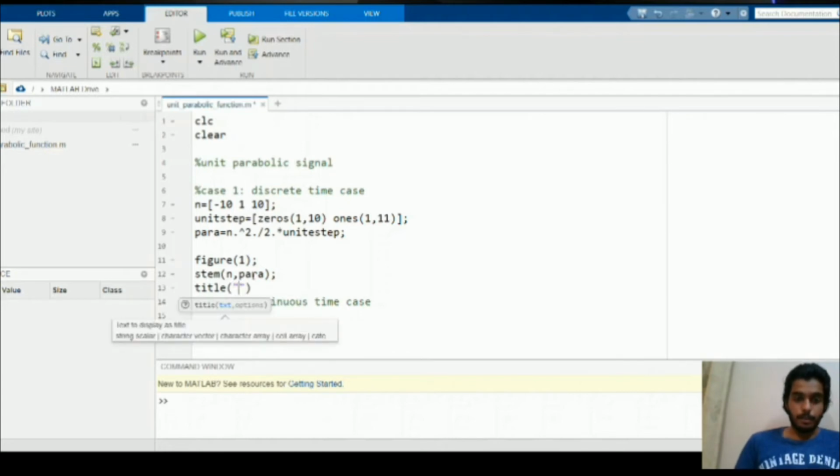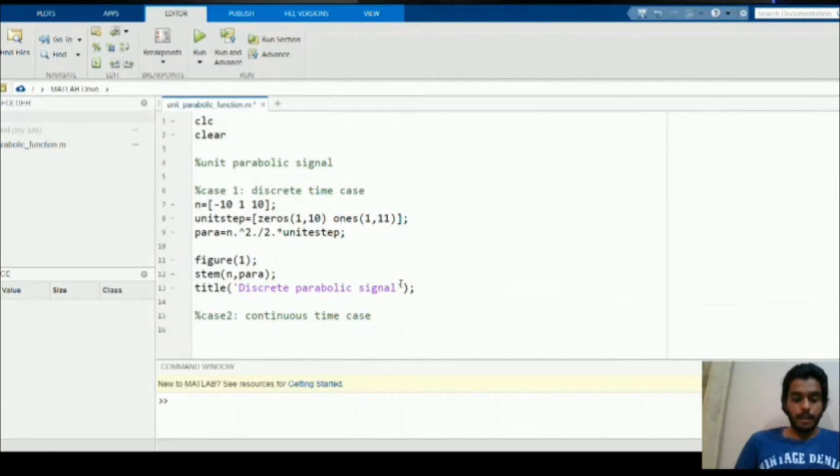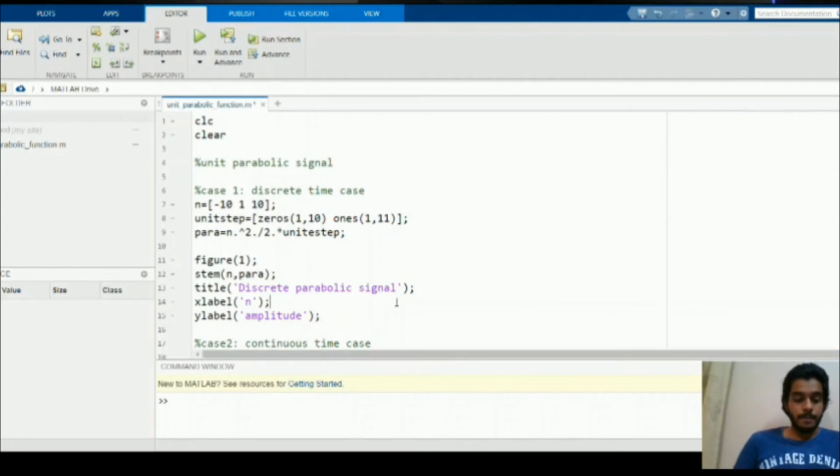For the moment, I will give the title as discrete parabolic signal. And now we need to give the x label. The x label will be n, and the y label will be amplitude. And now we have to define the axis.